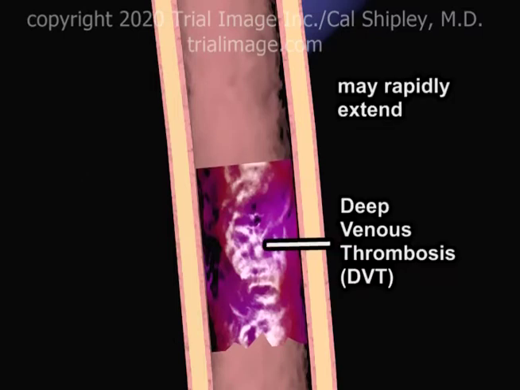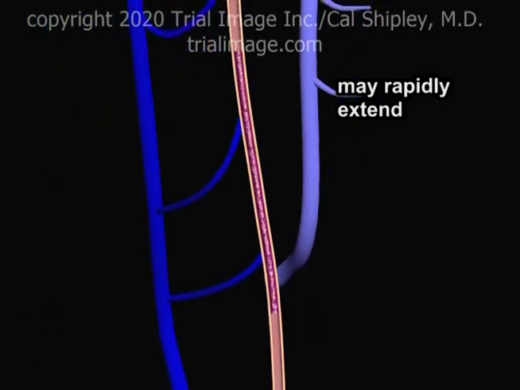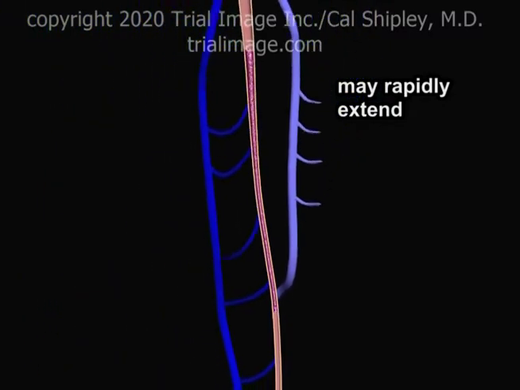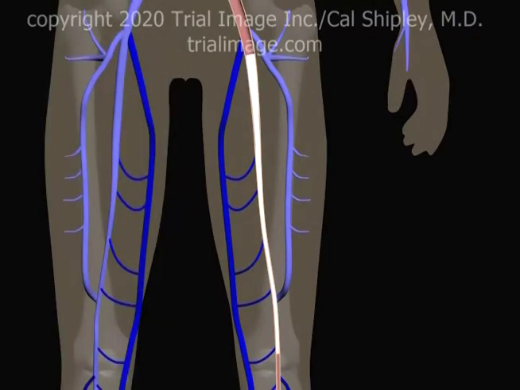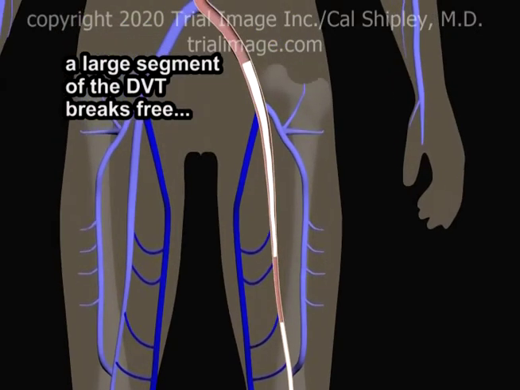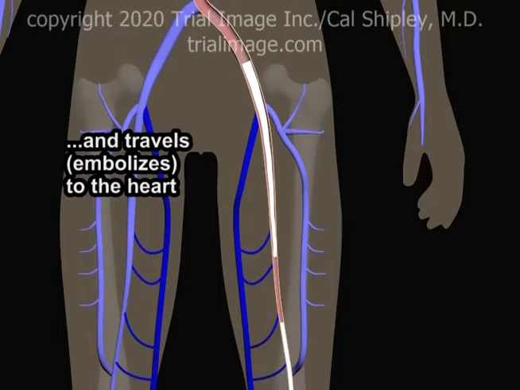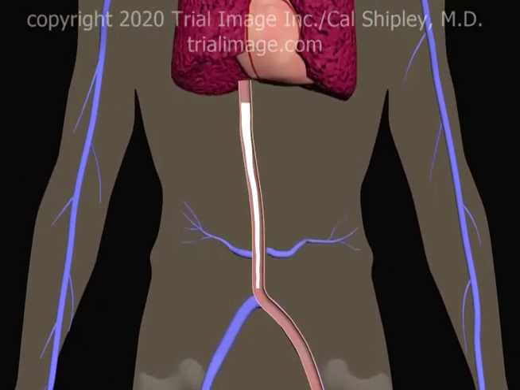Once the initial DVT has formed, it may extend in length by several inches in a matter of seconds. Once the DVT has fully formed, a portion of it may break free and be pushed towards the heart by the venous blood flow. The DVT has now become an embolus, a traveling clot. It follows the course of the vena cava and enters the heart at the right atrium.